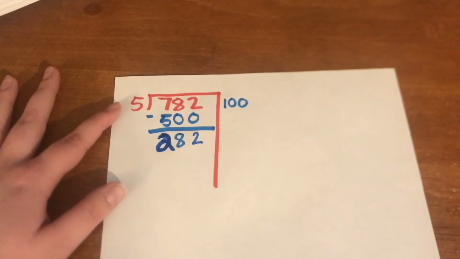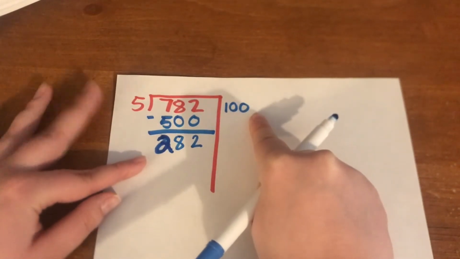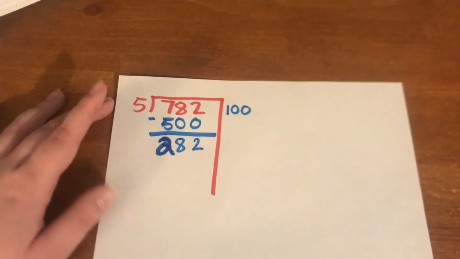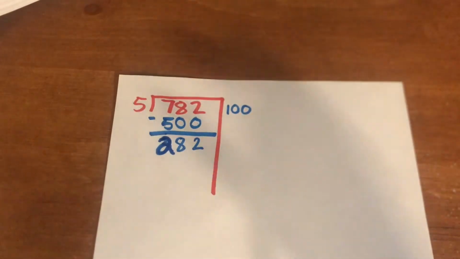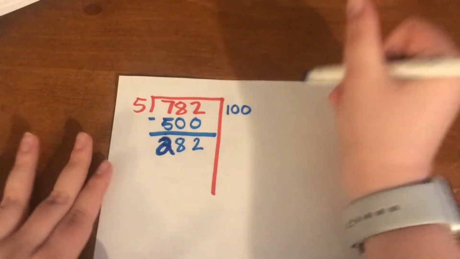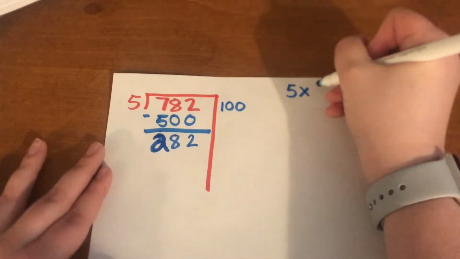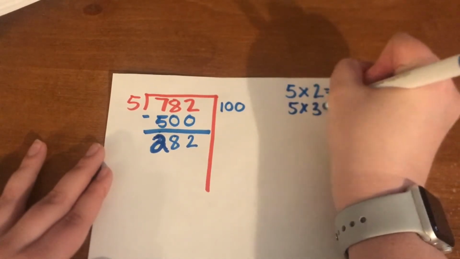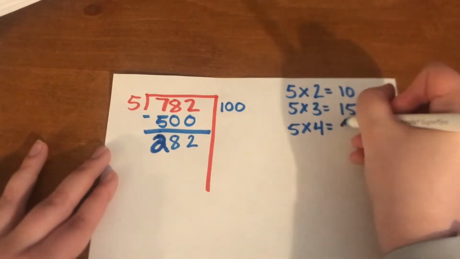Now I want to see how many groups of 5 fit into 282. Now if I took 100 away, that would be too many because I'd be taking away 500. So I want to think of 5 facts that will get me close to 282 without going over. So this is where I tell my students it might be nice to start making yourself a little cheat sheet to the side of 5 facts. So we already know that 5 times 1 is 5, so I'm just going to jump to 5 times 2. I know it's 10. 5 times 3 is 15. 5 times 4 would be 20.